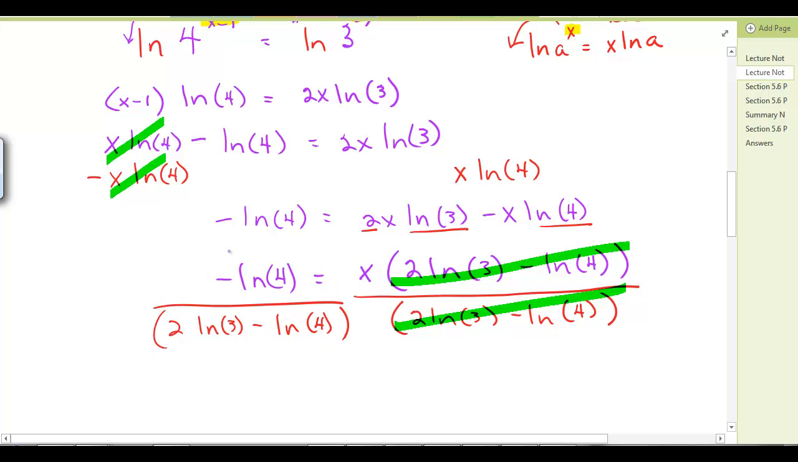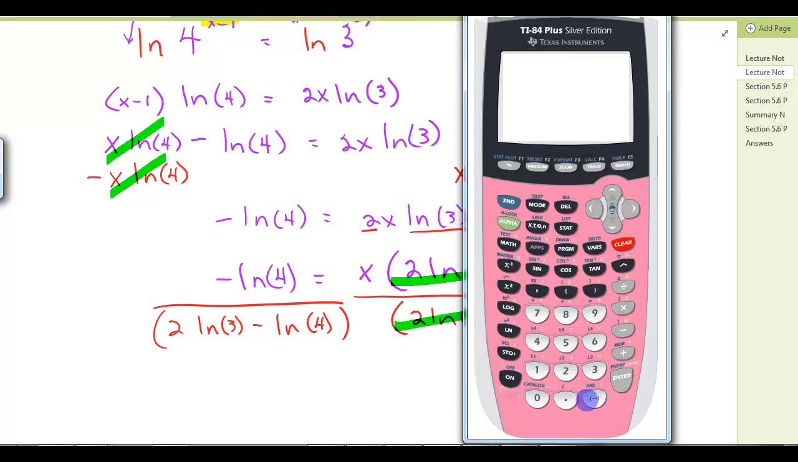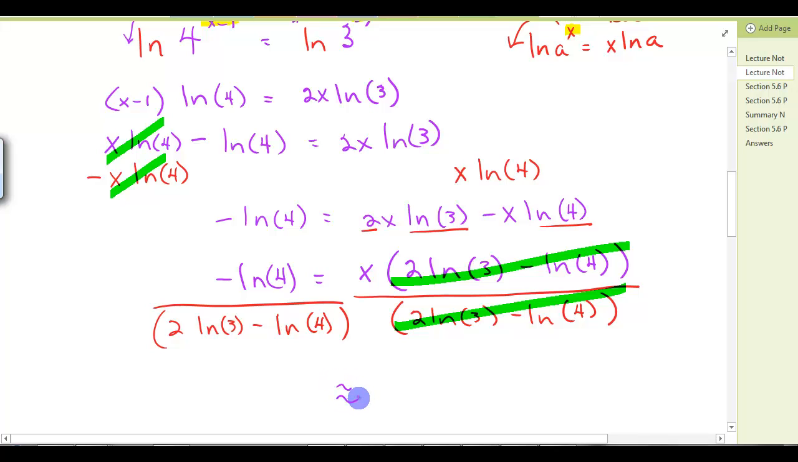So if I were going to do that on the calculator, let's make sure we can put it in correctly. Clear. So I've got negative ln 4, close, divided by, and I want to put the whole denominator in a set of parentheses. So parentheses 2 ln 3, close, minus ln 4, close, close. Okay, enter, and I get negative 1.709, and I think the question had us rounded to 3 decimal places, so this is approximately negative 1.710.